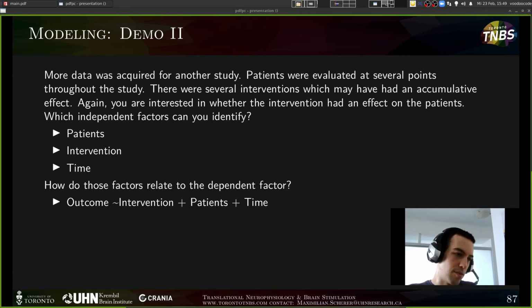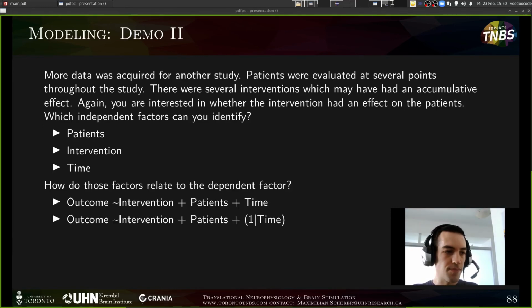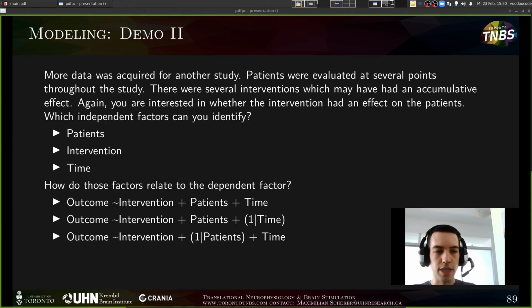So we could basically think about making the intervention a continuous factor in this case if we wanted to. Then again, we have the patients, because there's difference in between the individual patients we are looking into. And this time we also have time, because we're measuring repeatedly across our patients. And then we basically have a number of different models we can apply.